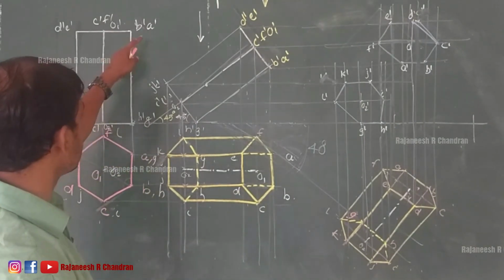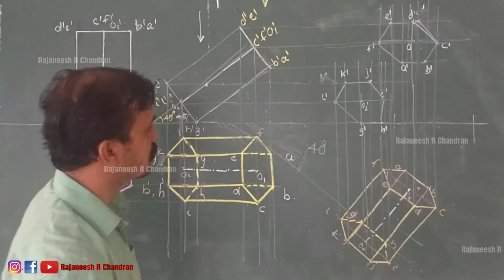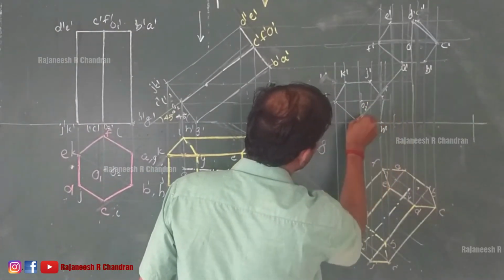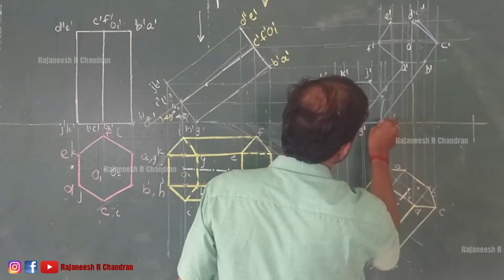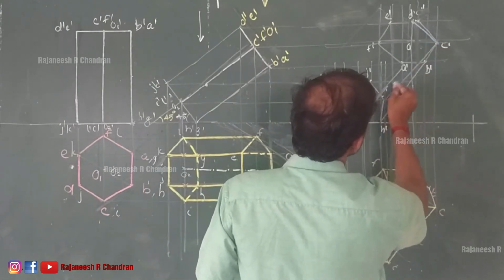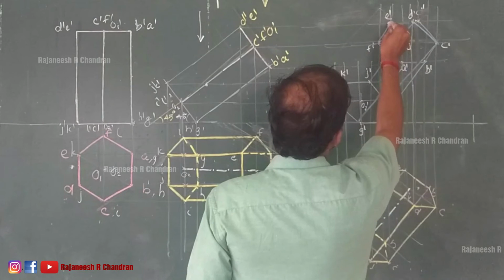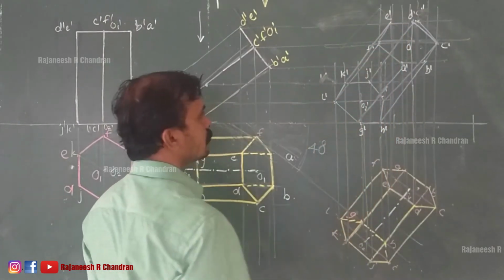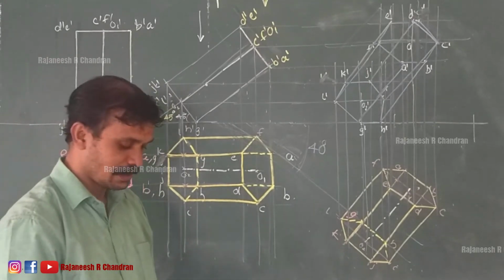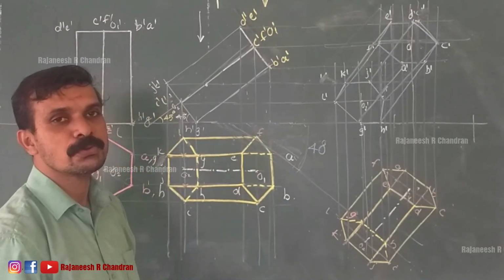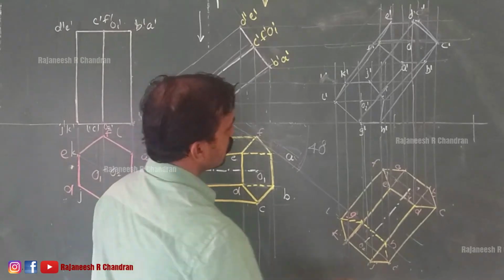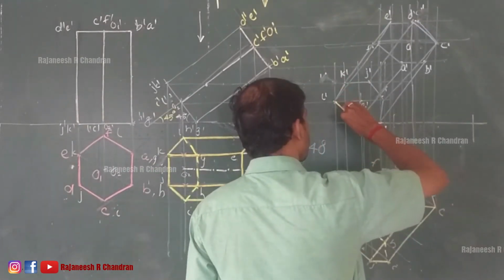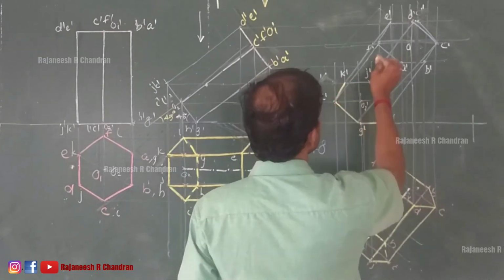Now we know that the connection is between AG, BH like that. So we can connect AG, BH, CI, DJ, EK. So that also has been completed. Now we are going to check the visibility. We know that the border will be visible. So these all are part of the border, so that will be visible.